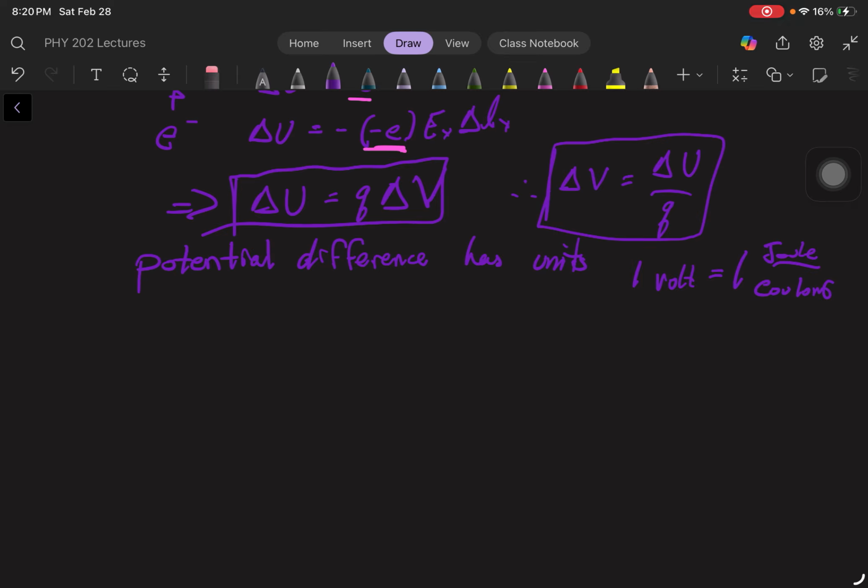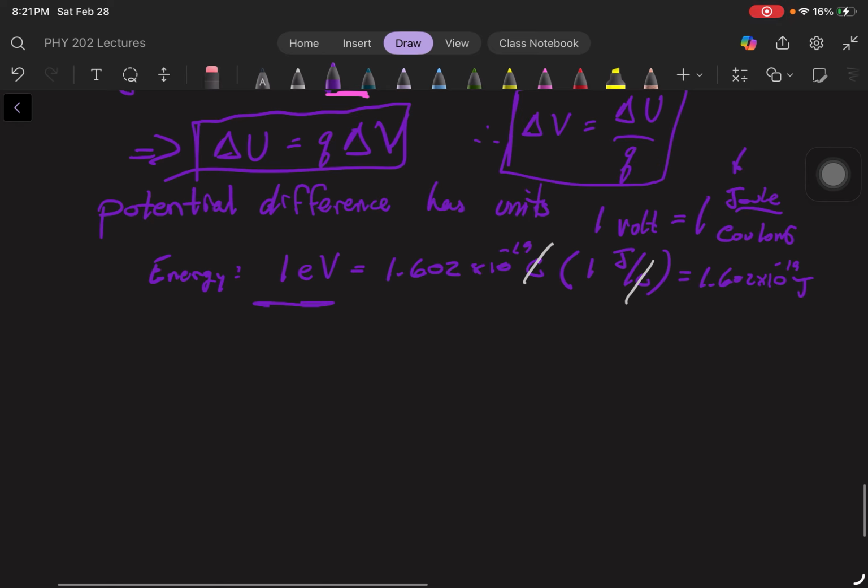And so this is a bit of an aside, but if we're talking about energy, you can have the electron volt, which is just equal to 1.602 times 10 to the negative 19 coulombs times 1 volt, which we have here is 1 joule per coulomb. Oh, wow. Would you look at that? Those cancel out. And we get it's equal to 1.602 times 10 to the negative 19 joules. And that's just the definition of an electron volt. That's something you'll probably see around. Cool.